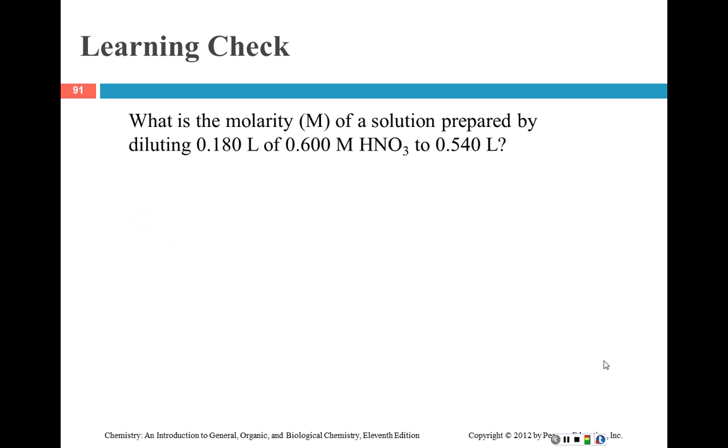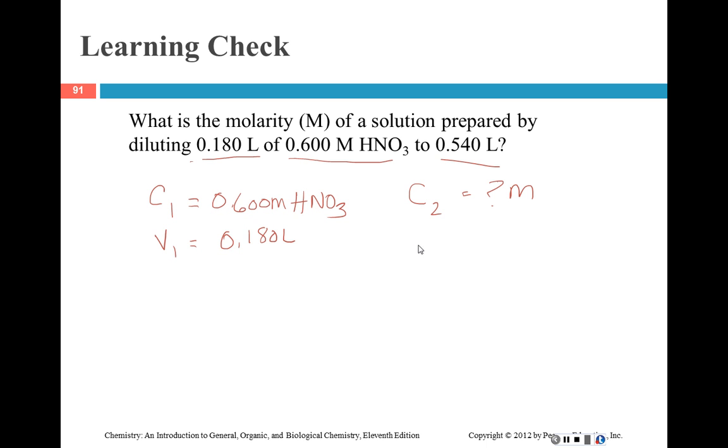Okay, what's the molarity of a solution prepared by diluting 0.180 liters of a 0.600 molar HNO3, which is nitric acid, to 0.540 liters? Okay, concentration 1 is 0.600 molar HNO3. Your volume is 0.180 liters. You're looking for the molarity, and your second volume is 0.540 liters. Remember, molarity is moles over liters. I may not need that this time because I'm going from molarity to molarity, but always remember what that is.